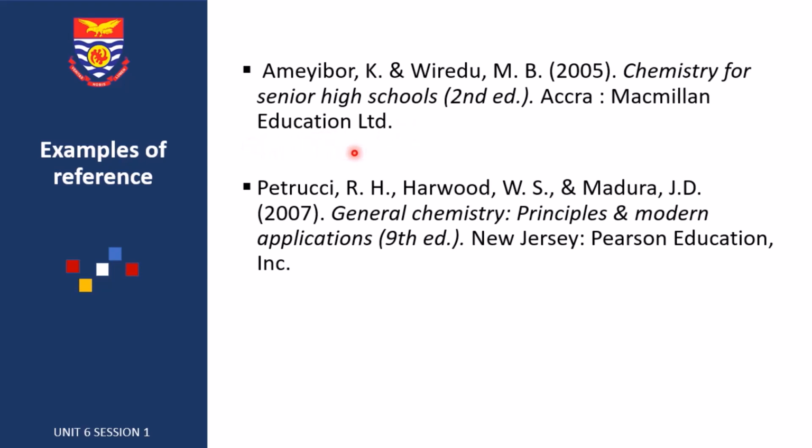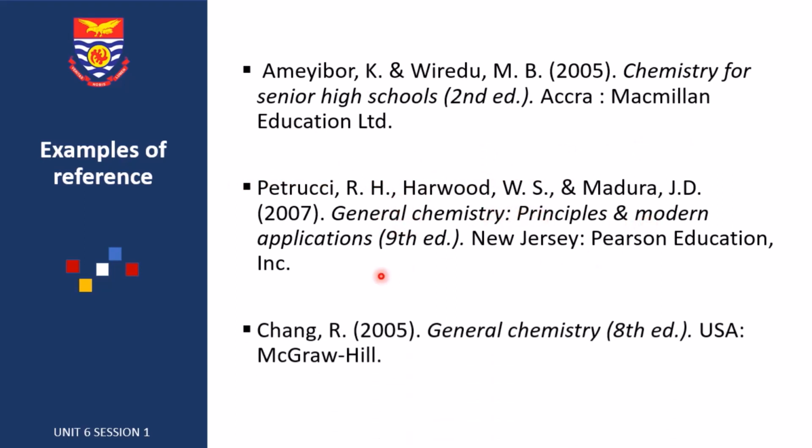So we have Petrucci being the surname, then the initials. So here we have three authors. So between the first author and the second author, we use a comma. But between the second and the third, since there are only three, we use this ampersand to show the last author. Year, then the title of the book, the edition, place of publication, and the publisher.